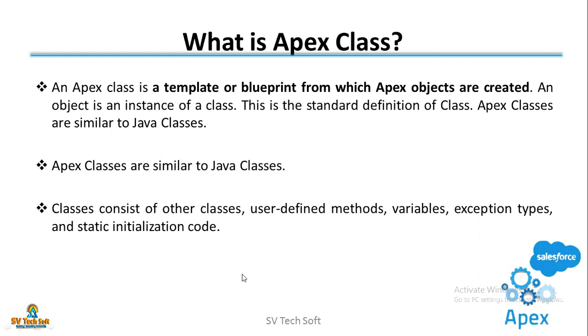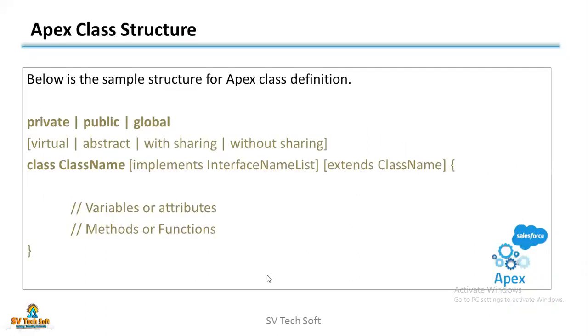This is the standard definition of an Apex class. An Apex class has similar syntax to core Java only, Java syntax. Another definition: an Apex class is a collection of variables and a collection of methods. A class is a blueprint of real world existence. A class is a collection of variables and methods.